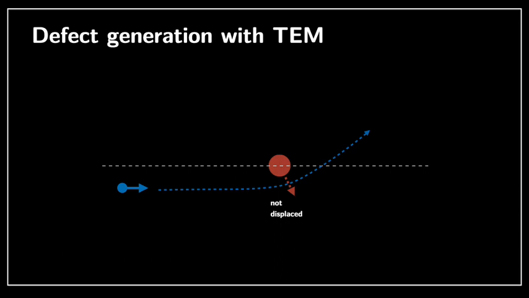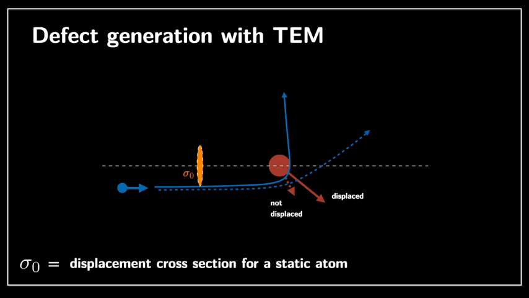Now, if the impact parameter is a bit smaller, so if the electron gets a bit closer to the atom, then the deflection or the scattering is much more important, and of course the momentum transfer is also much more important. In that case, we can actually have displacement. So there are some conditions for the beam electron under which there will be sputtering. Those conditions are all quantified by what we call the cross-section, the displacement cross-section.